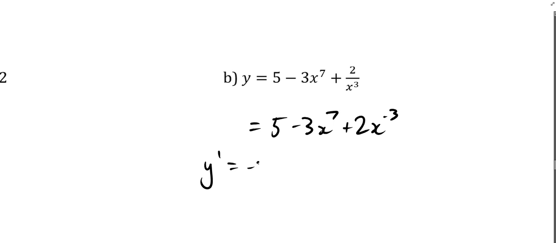Okay, so this one is going to be the derivative of 5 is 0, so that's gone, right? 7 times negative 3, negative 21x. Reduce the exponent to a 6. Does anybody want to take a crack at the next part? Because it's a little bit different. Aleph? Very nice.